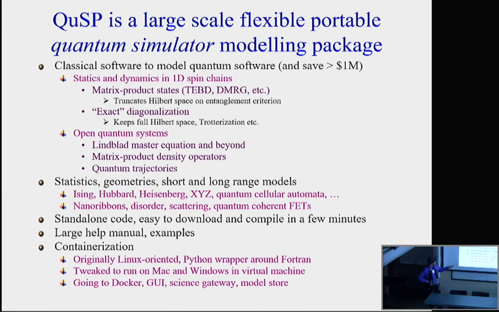Okay, so as far as containerization, Roman asked that, right? Where are you? Yeah. So as far as containerization, originally it was designed to be sort of a Linux-oriented code. It was pure Fortran. And then we put a Python wrapper on it. We already had a wrapper concept before, but the Python wrapper is a lot easier to use. And then we tweaked it to run on Mac and Windows and virtual machines.